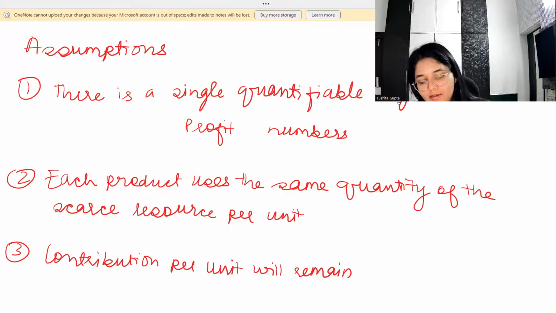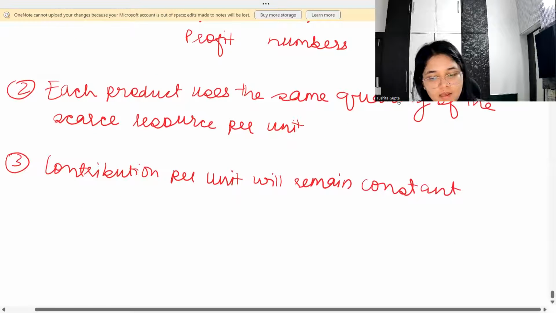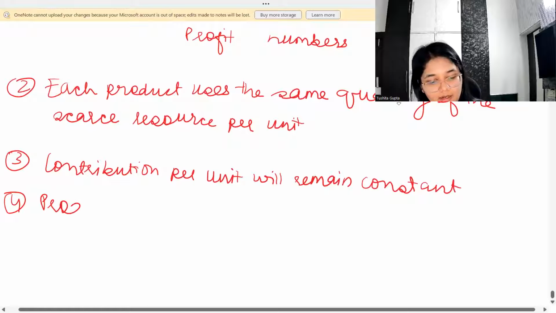And even if there's a decrease in the selling price, there has to be a decrease in the material, or if there's an increase in the selling price, there has to be an increase in the material. That means, in a sense, contribution per unit has to remain constant. So this is assumption number 3 over here. Another assumption which we have is products are independent.